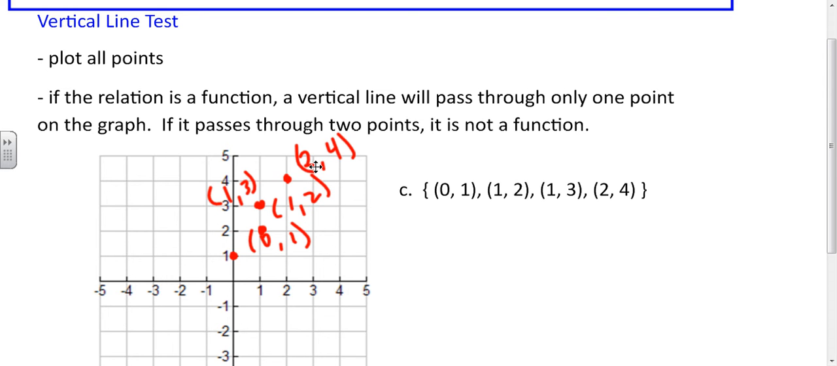Now this says if the relation is a function, a vertical line will pass through only one point on the graph. If it passes through 2 points, it is not a function. If I look here, I can see that a vertical line would pass through 2 points on this graph: (1, 2) and (1, 3). So this is not a function. We can see it right here in our relation. We have (1, 2) and (1, 3). So this input 1 has 2 different outputs, 2 and 3.